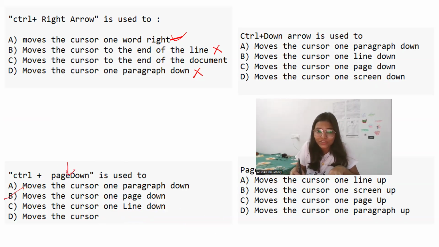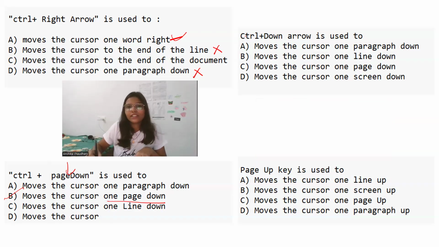See, it is saying that page down. That means we are moving the cursor one page down. So the answer is hidden in the question only, right? So the next question is Control plus down arrow is used to. So it is used to move the cursor one paragraph down, right?